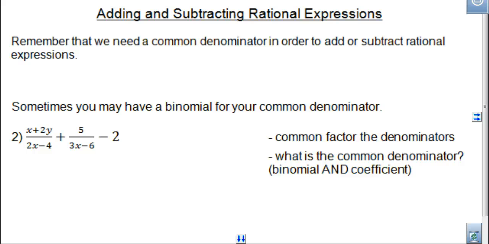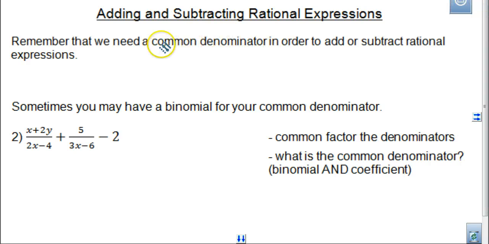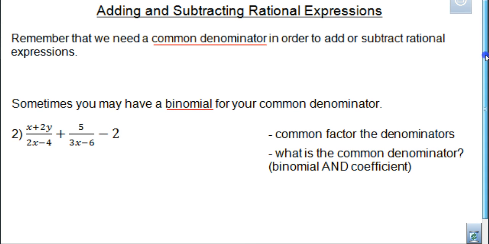This is part 2 of adding and subtracting rational expressions. So remember that we need a common denominator in order to add or subtract rational expressions, just like with fractions. Now, yesterday we saw that we can have a monomial, so one term, as a common denominator, but sometimes we may have a binomial instead for a common denominator.